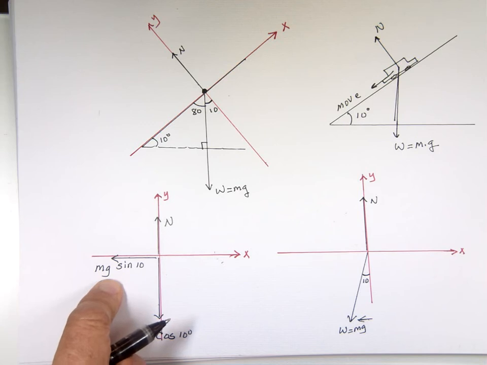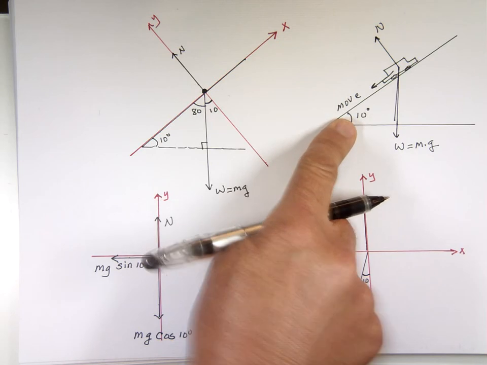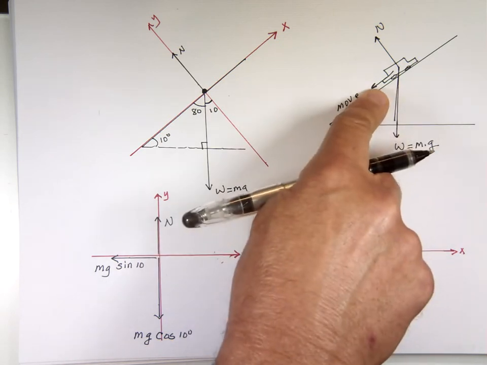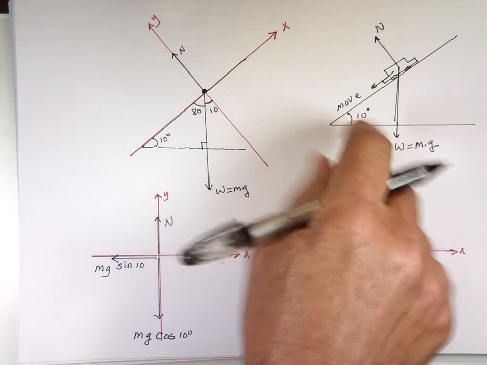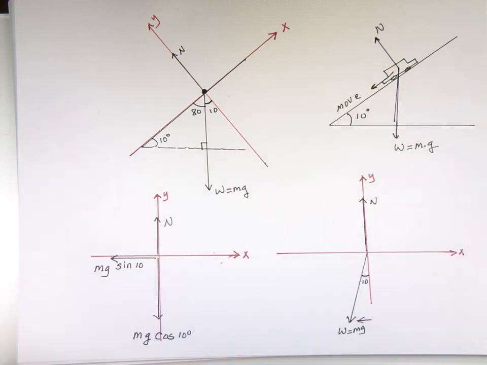So anytime you have a problem like this, an incline, where they give you that angle, this value is always mg sine, and this value is mg cosine. You know? mg sine, mg cosine.